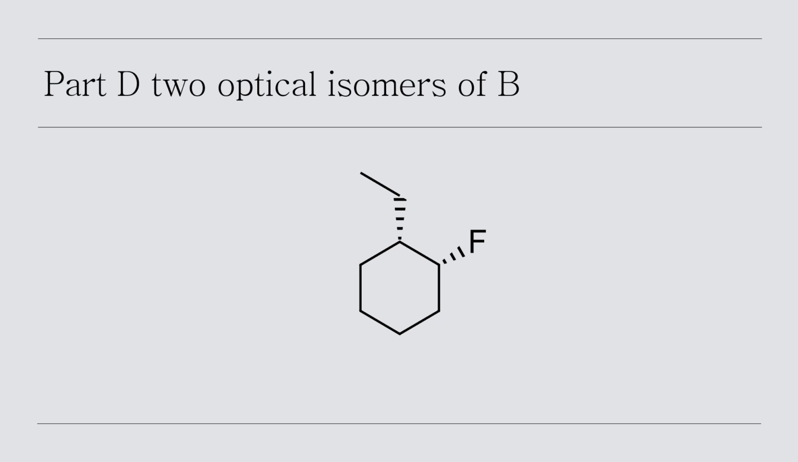And finally, for part D, we are doing optical isomers. Optical isomers are different as they have the same formula and the same connectivity, but different arrangements, which means they take up a different space. B has the formula of C8H15F.